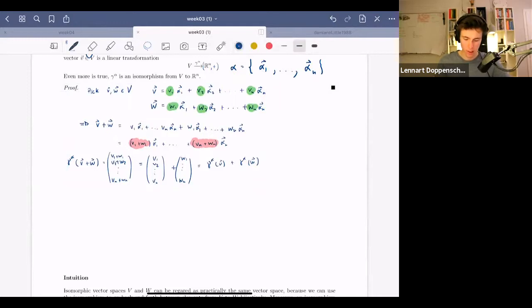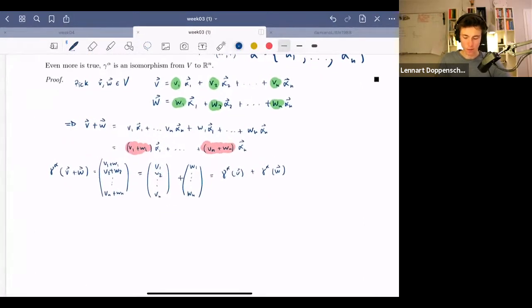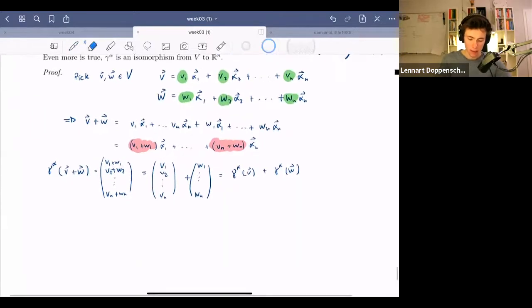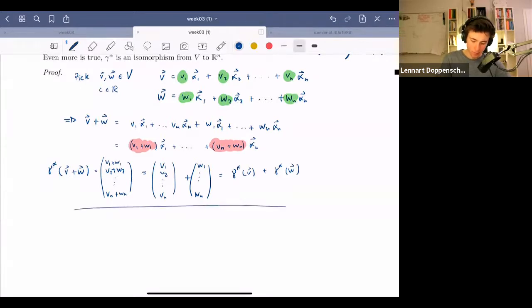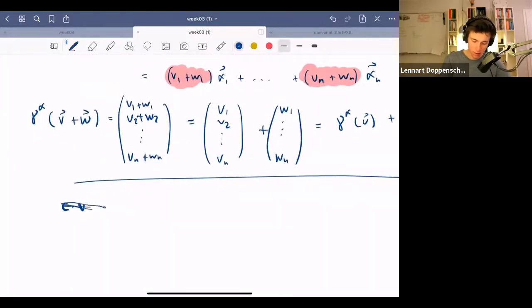No questions. Okay, so this is half of the work for showing that something is a linear transformation, and now we can also pick, I mean, we don't have to pick again. We can use the same v, but now maybe pick c in R. Then it's clear that c times v is the same linear combination, only that each coefficient is multiplied by c.